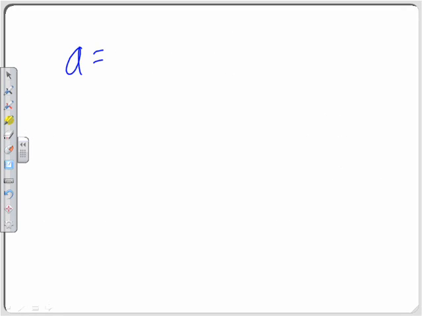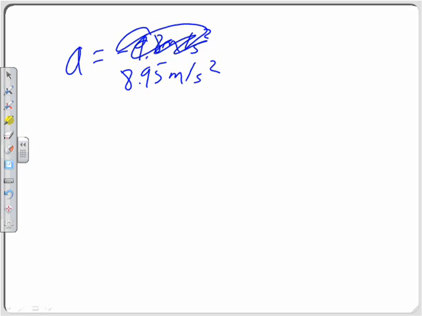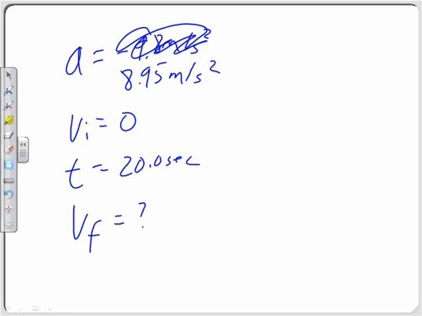So again, here's what we know. We know acceleration is the acceleration due to gravity. I'm sorry, it's not the acceleration due to gravity. The acceleration in this problem is the acceleration caused by our balloon, which is 8.95 meters per second squared. We're starting off with an initial velocity of 0. We're accelerating for 20 seconds, and we're looking for a final velocity.